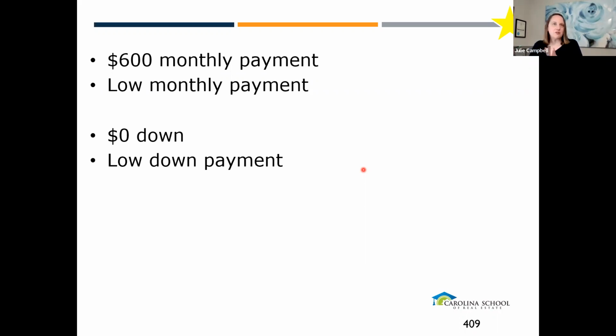Do we see the difference between zero down versus low down payment? The zero is the specific number versus low down payment. Low could mean zero, it could mean $5, it could mean 100, right? Low is not specific, and that's what we're saying with the trigger terms.